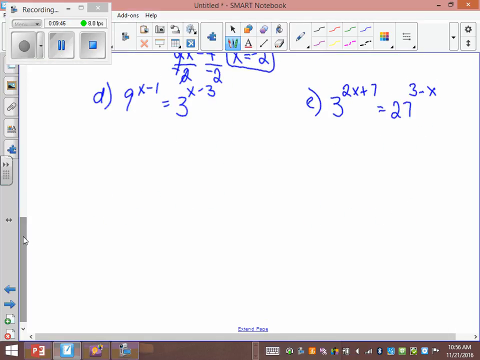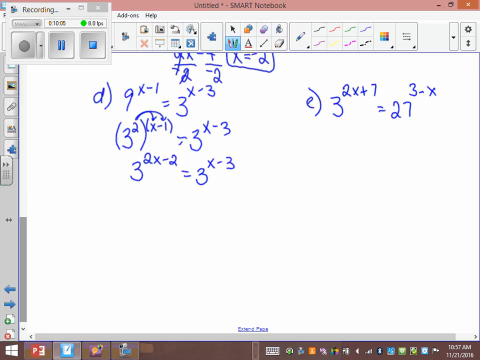So 9 is 3 squared. And we have to remember to apply that to the whole x minus 1. So we're going to get 3 to the 2x minus 2 equals 3 to the x minus 3. Remember, the 2 has to go to both of the exponents. So it has to go to the x minus 1. That's why I put the x minus 1 in brackets, so I remember to distribute it. If you forgot, start again. Remember to go back to it.